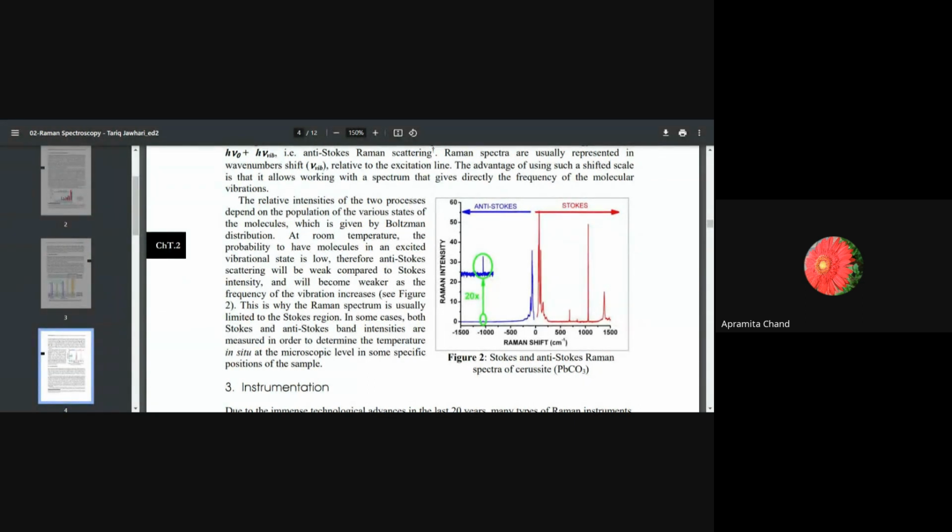And at room temperature, the probability to have molecules in an excited vibrational state is low. So at room temperature, you don't have many molecules in an excited vibrational state. So the anti-Stokes scattering might be weaker compared to the Stokes intensity.